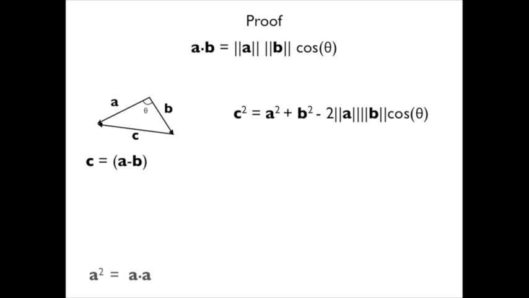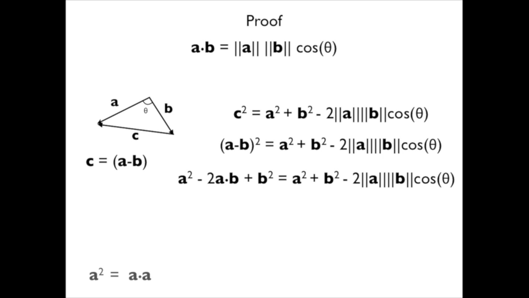And because we know that c is just a minus b in this triangle, we can plug a minus b into c for this equation, which gives us a minus b squared equals the right side of the previous equation. And as we multiply this out, it gives us a squared minus 2a dot b plus b squared equals the right side of the equation. Remember that we got this a dot b because we're multiplying component-wise. Just like a squared is a dot a, a times b is a dot b in this situation.